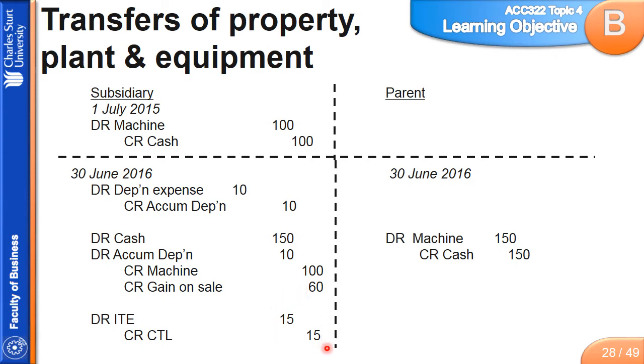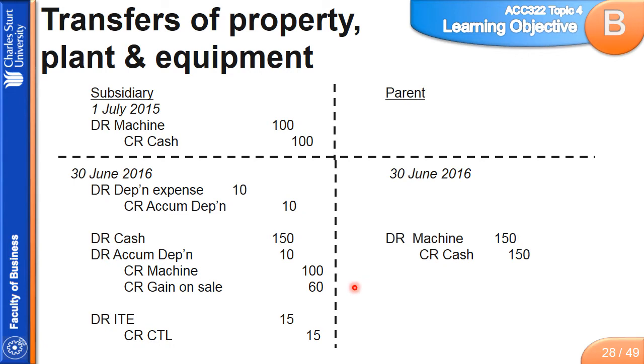So for consolidation purposes, what we need to reverse is, firstly, the machine's now recognized at $150. However, externally we only paid $100 for it, so for consolidation purposes we need to reverse that down to $100. And as well as that, we would need to reduce the gain, because from a consolidated point of view there is no gain to account for.